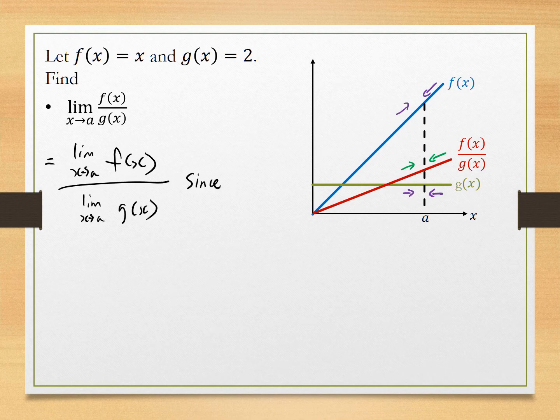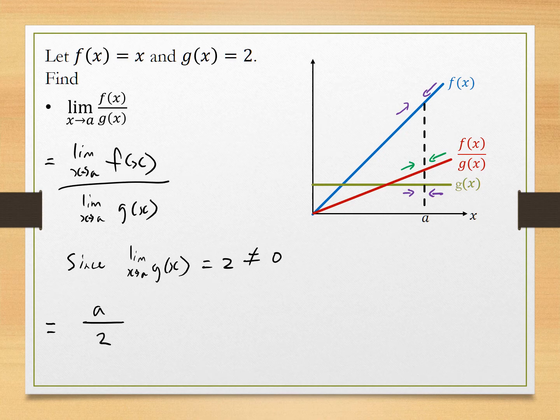Now this is the part that's important, because you have to justify why you can do that. It only works if you're not dividing by 0. And we have to justify that, though there's not a lot of space. Let me write it here. Since the limit of g is always going to be 2 and it's not going to be 0, you don't have the problem of dividing by 0. It's always 2, it's never 0. Which means by direct substitution, you have a divided by 2. And that's the answer. That's the limit.